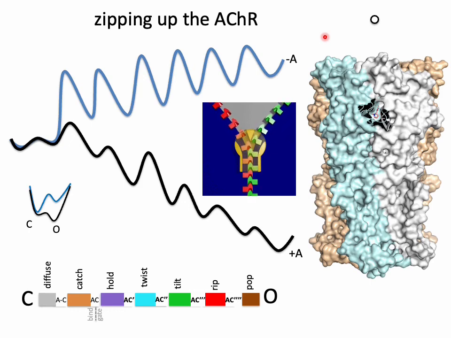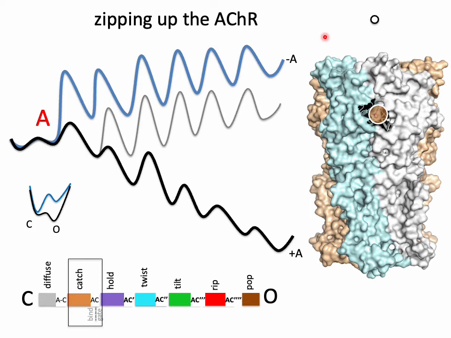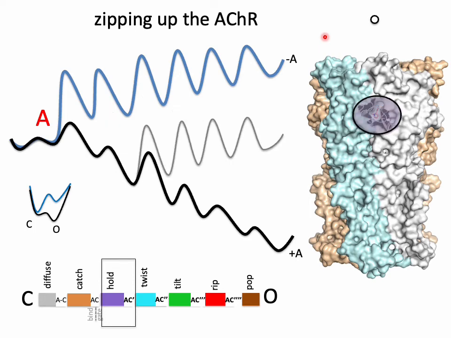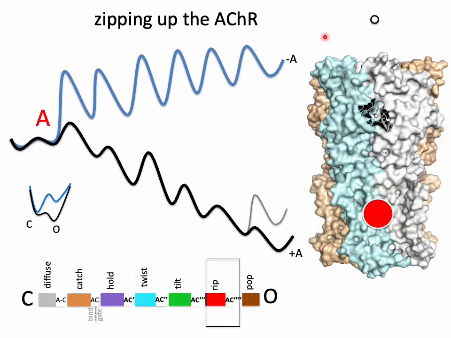And I'll show this twice. First, let's focus in on the energy landscapes. The agonist arrives. It lowers the energy. It sequentially lowers the transition state of the next event, allowing it to occur. And this blue energy landscape turns into this black energy landscape, and that's shown here in these insets at low bandwidth resolution. So after diffusion, you have catch, hold, twist, tilt, rip, and pop.